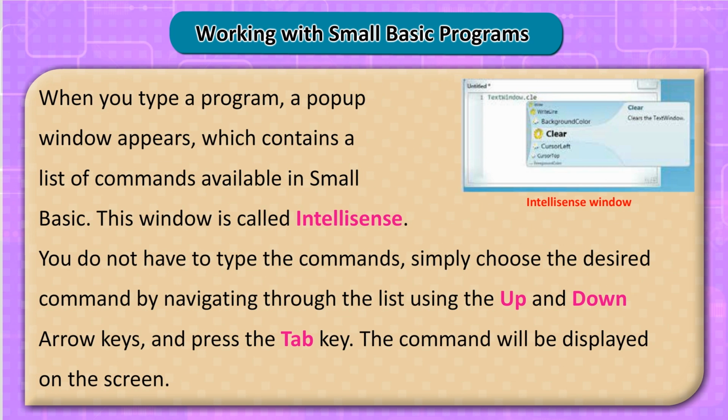When you type a program, a pop-up window appears, which contains a list of commands available in Small Basic. This window is called IntelliSense. You do not have to type the commands. Simply choose the desired command by navigating through the list using the up and down arrow keys, and press the Tab key. The command will be displayed on the screen.